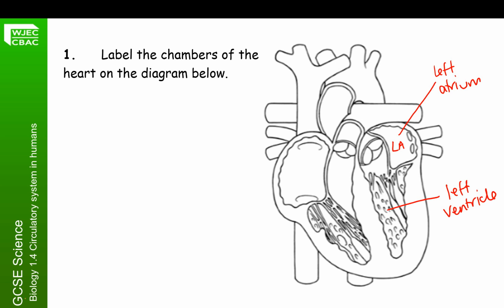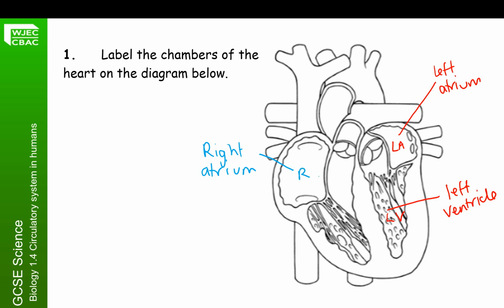Notice I've done it in red as well. I'm just continuing with the theme of showing which side of the heart has got oxygenated blood and which has got deoxygenated blood. So I'm just going to write in here LV as well as our little code. So on this side of the heart, we've got the right atrium.